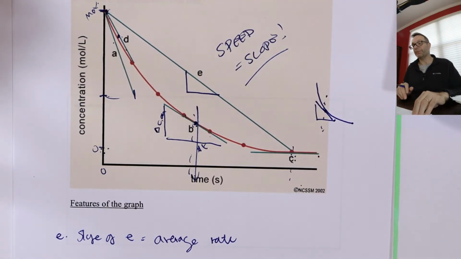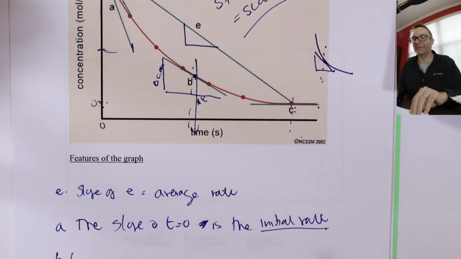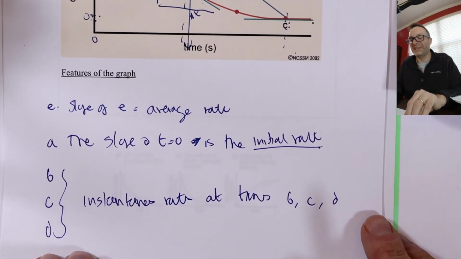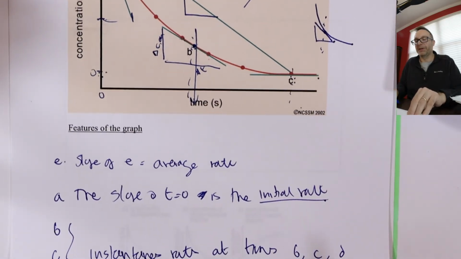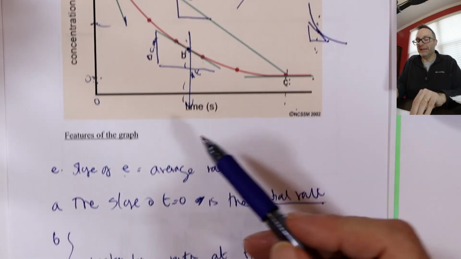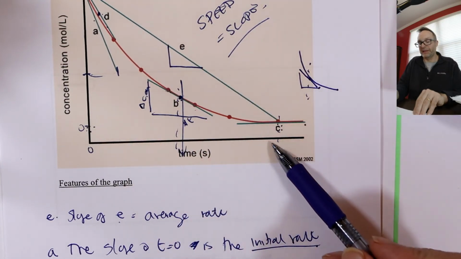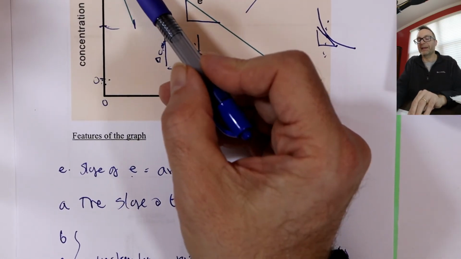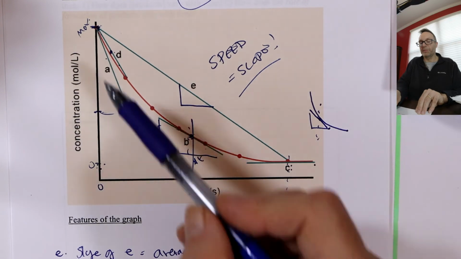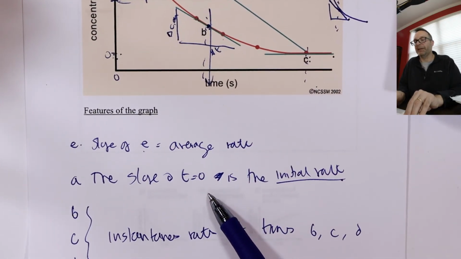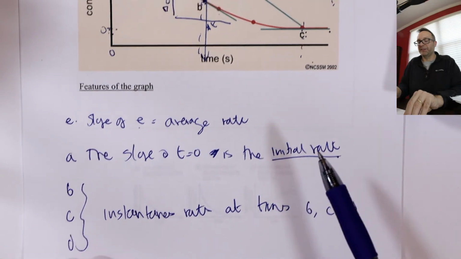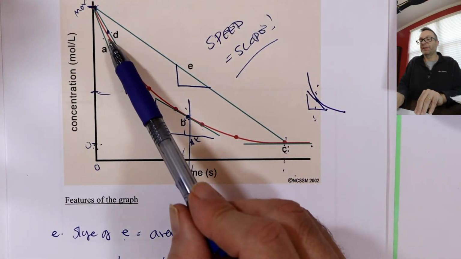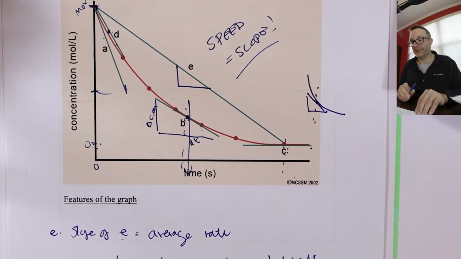Oh, I'm going off the bottom. Let me show you that again. It's kind of hard to see the graph and the words, so I'll just go through it one more time. So E is the average, we talked about that. A is the slope at time equals 0, okay, the initial rate. B, C, and D are the instantaneous rates at those 3 points in time. Okay, hopefully that makes sense.